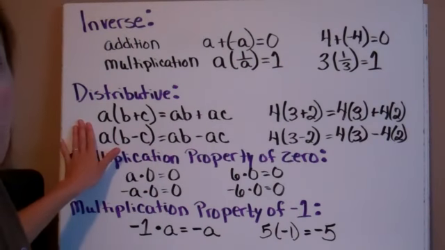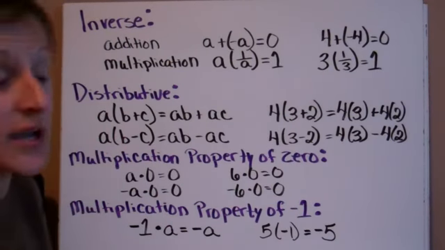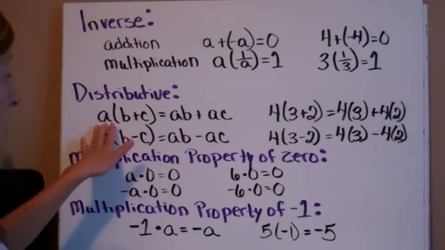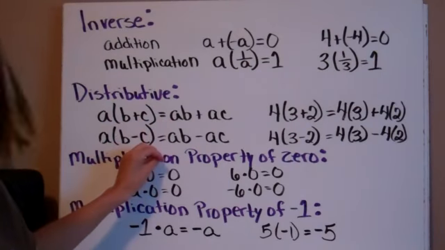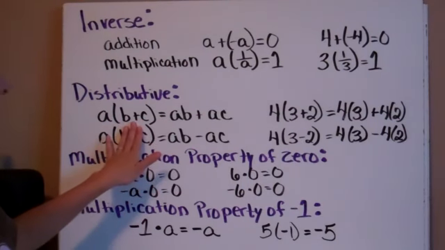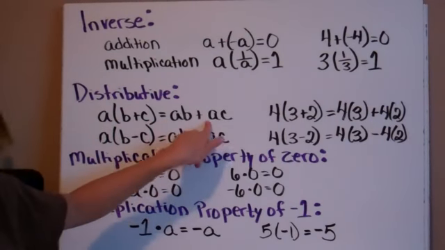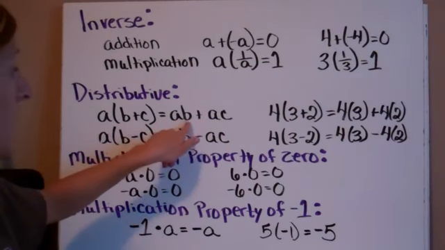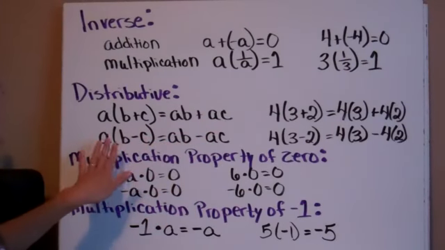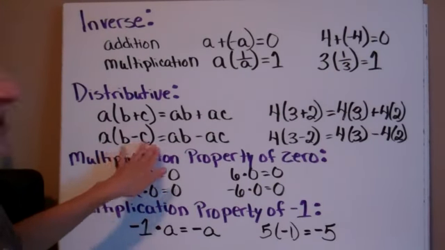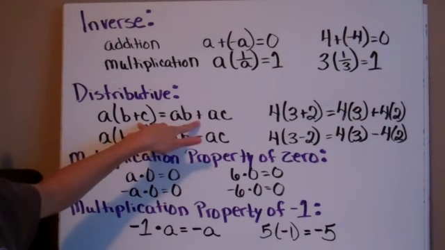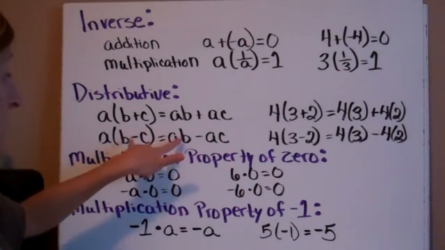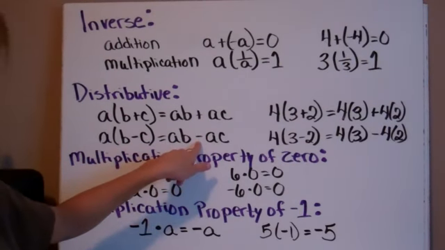Now distributive, we went over this before, but let's go over it again. Distributive is basically when you take the number outside and multiply it by everything on the inside. So if you're adding on the inside, you do A times B, then A times C. You add them together. So AB plus AC. And the second one is the subtraction. The only difference between the two is if it's addition in the parentheses, then you add here. If it's subtraction, then you subtract.